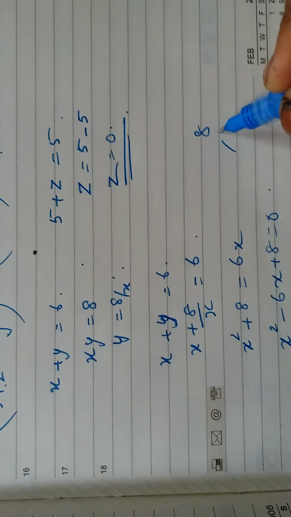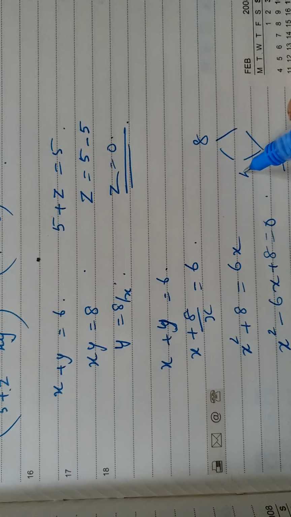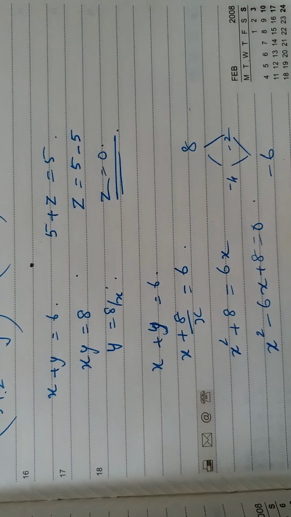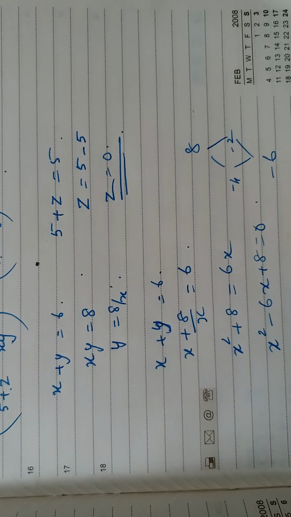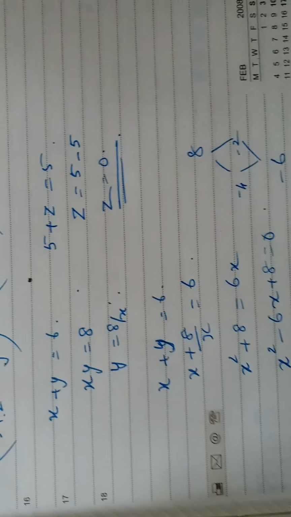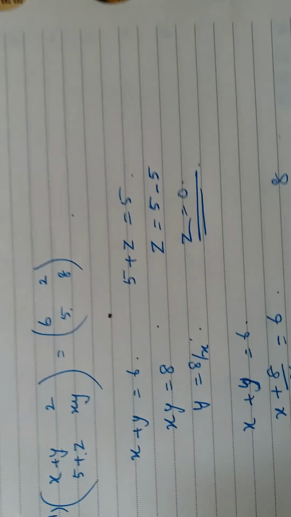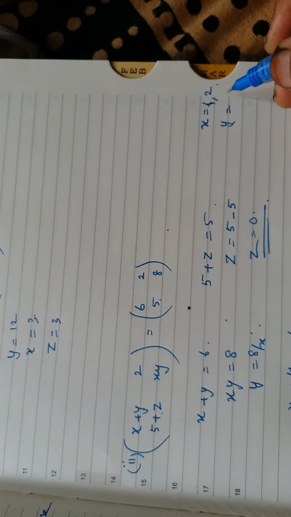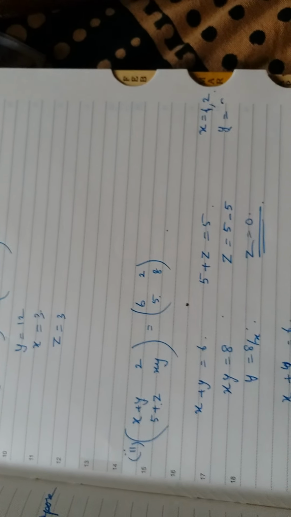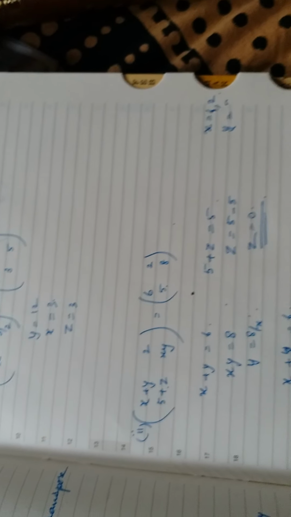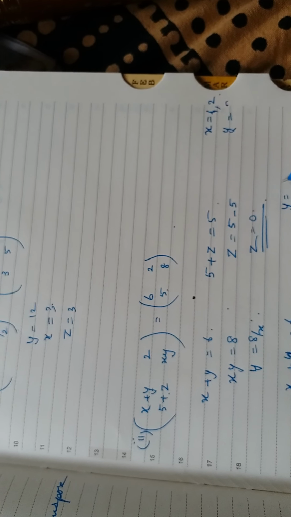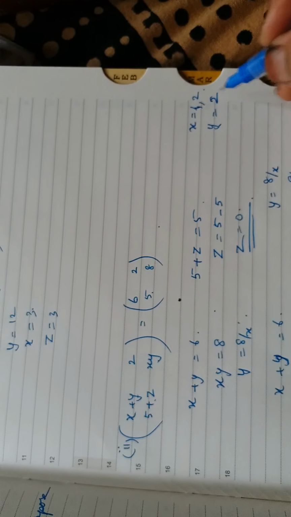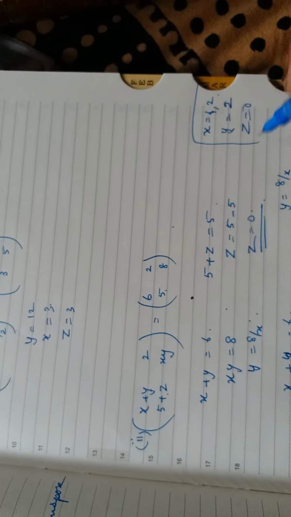Now solve. Minus 6: 4 twos are 8, both are negative, so you get minus 6. So your X is equal to 4 or 2. Write X is equal to 4, 2. Y is equal to 8 by X, so for 4, Y is 8 by 4, which is equal to 2. So your Y is equal to 2, Z is equal to 0. So these are your values.